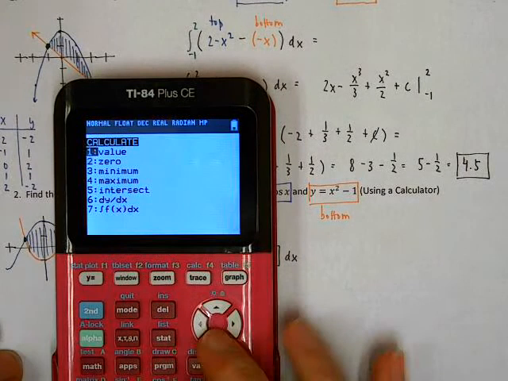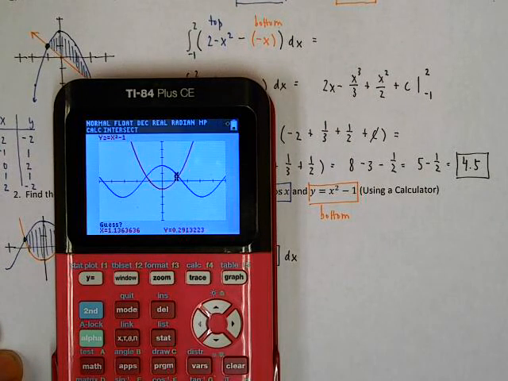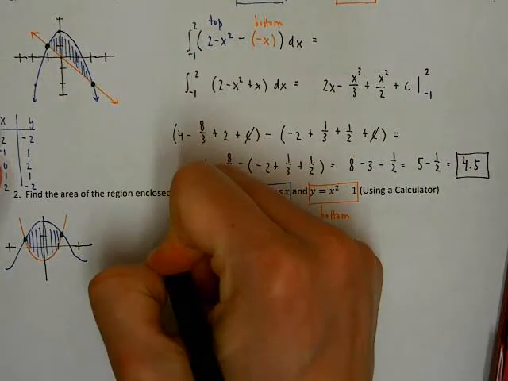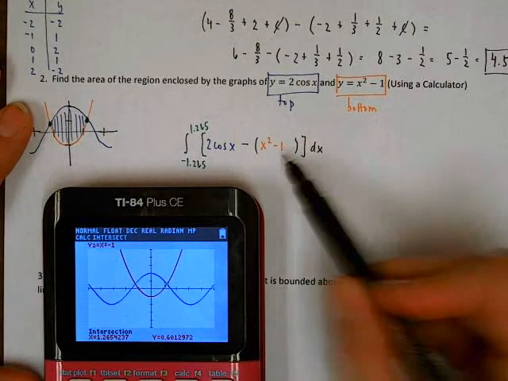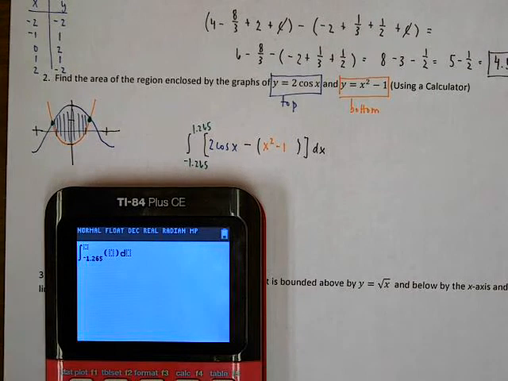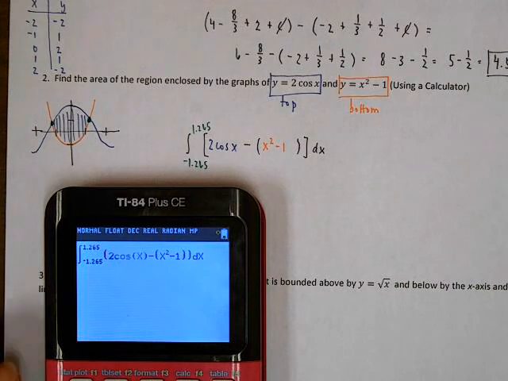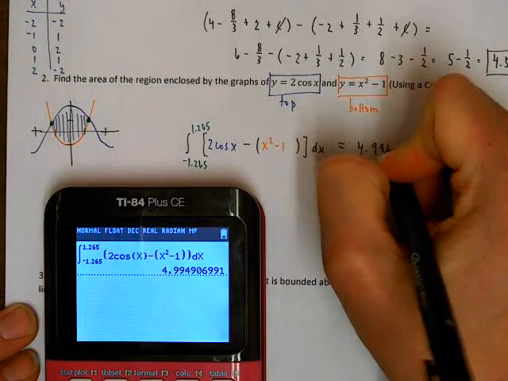And then we'll do the same thing. Jump over to the other intersection point. And as I expected, it should be the same, just opposite sign, so 1.265. And now we're just going to put this in our calculator. Again, an important thing here is going to be those parentheses, so we calculate the right thing. Two cosine of x minus x squared minus 1 dx. And we get approximately 4.995.